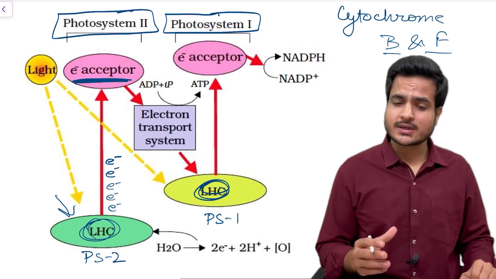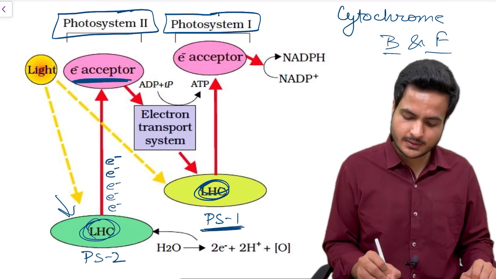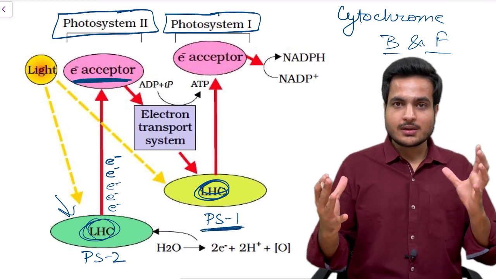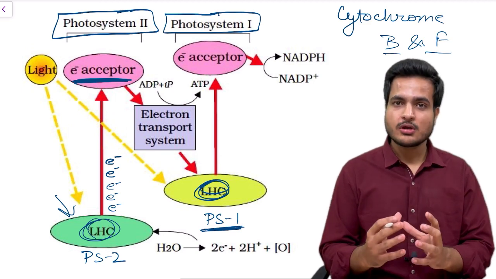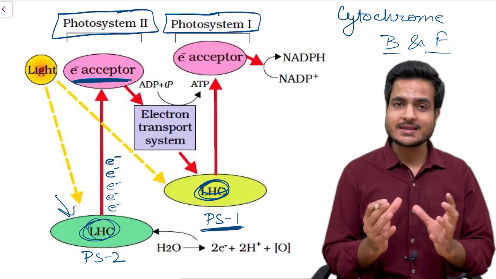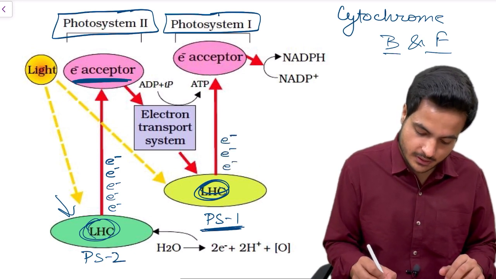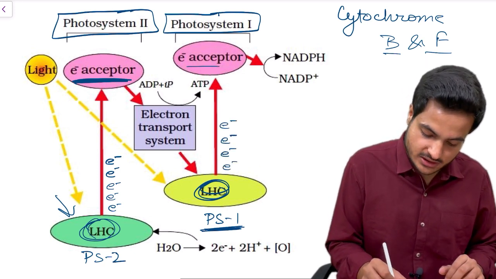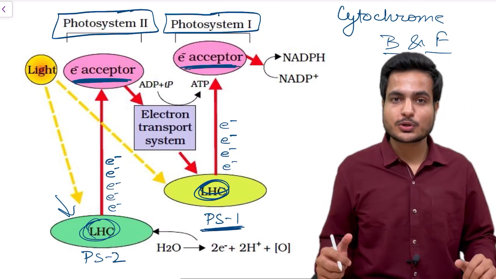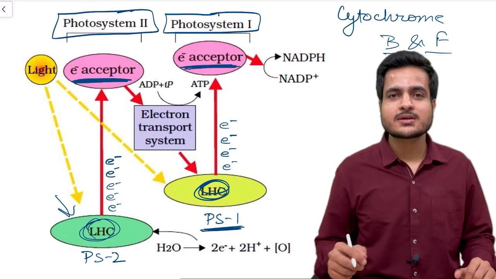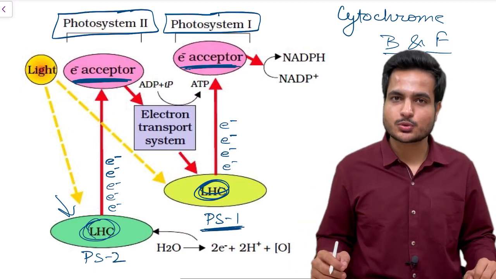Now these electrons are handed over to the reaction center of photosystem 1. The reaction center of photosystem 1 will excite these electrons further and will send them to an electron acceptor which has yet higher potential than the previous electron acceptor, higher redox potential. But this electron acceptor will betray everyone in this story.